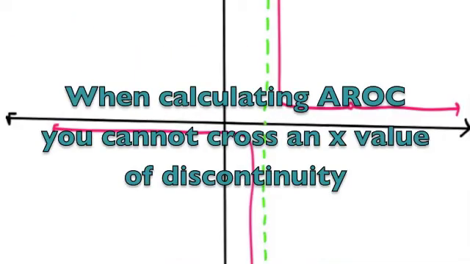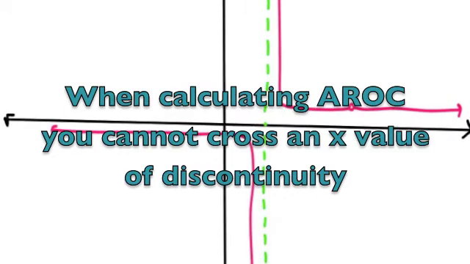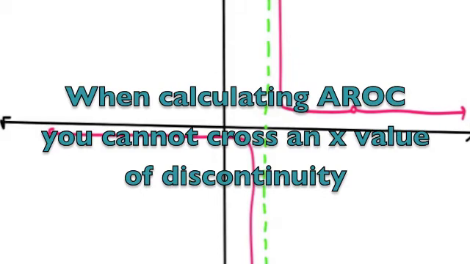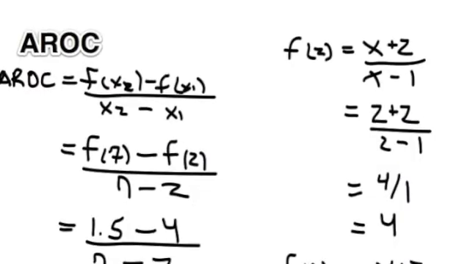Mary's family doctor has the knowledge to calculate the growth of the children over the years. He can do this using the AROC equation, (f(x2) − f(x1))/(x2 − x1). The doctor only has limitations at any x value of discontinuity. This is because the function doesn't exist at these points, so you can't cross a hole or a vertical asymptote when calculating AROC. Let's look at an example.